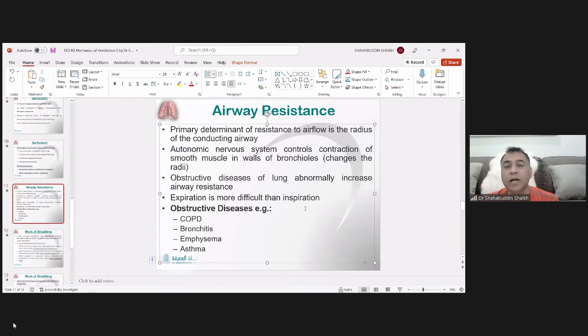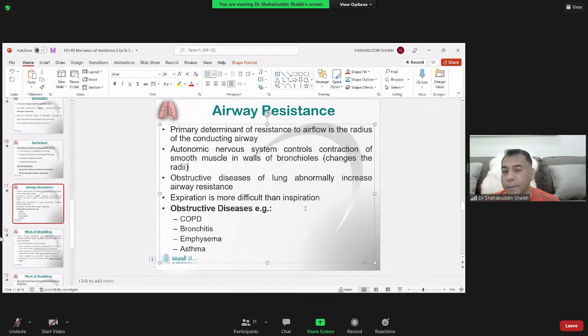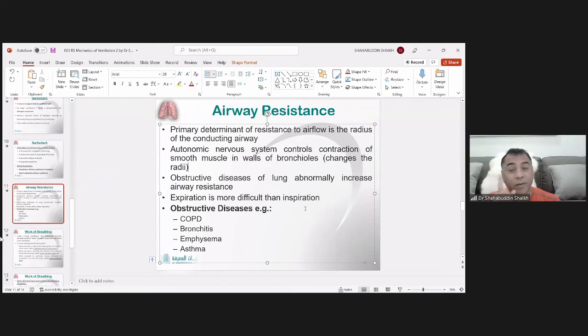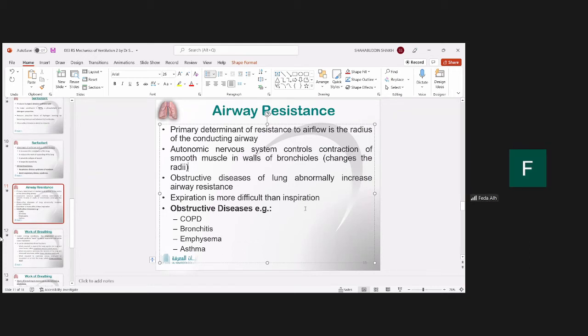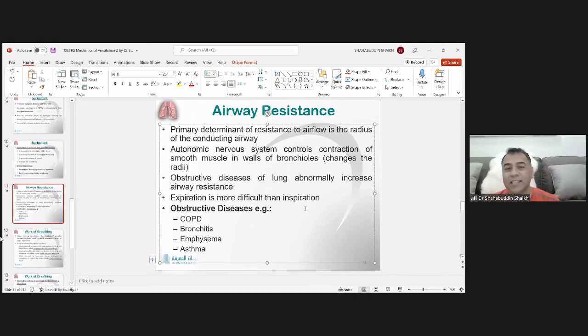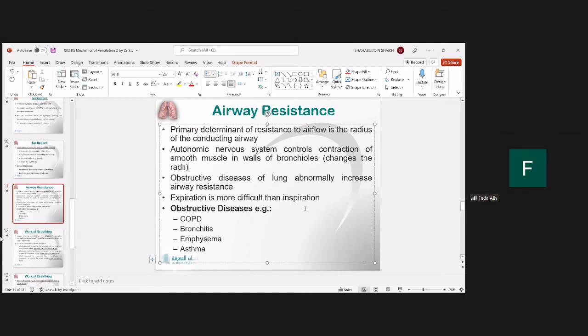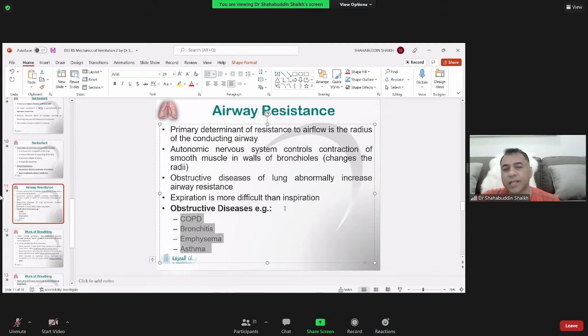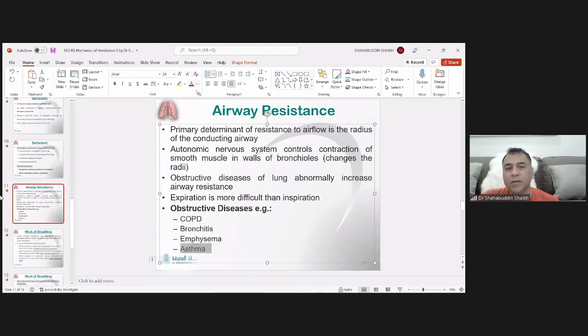So can you tell me how you increase this resistance and decrease airflow? Membrane thickness will affect diffusion, not the movement of air. Constriction. Obstructive lung diseases. There is increased airway resistance. One example is COPD, asthma. Okay, you can take any example. There are 4 given here. You can take any examples, but the most famous one will be asthma. Second most famous one will be COPD.